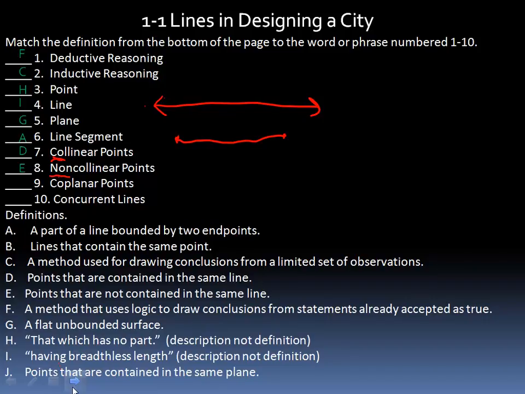Coplanar, again there's that prefix co, points that are in the same plane, so that would be J. And concurrent, when you concur you agree. That's kind of how this relates to that, and we've only got B left, so lines that contain the same point. That's concurrent lines. So we could say that these three lines are concurrent. They all contain this point here.